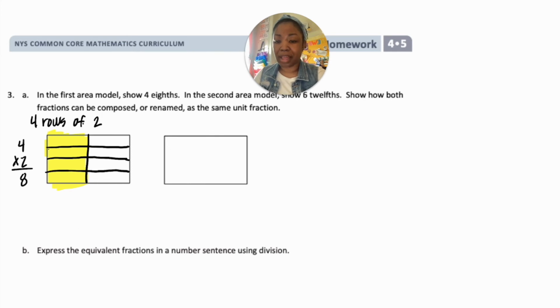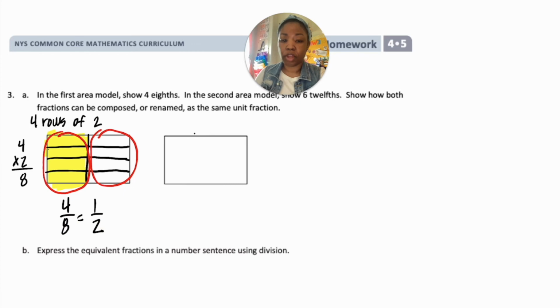I'm noticing that this is also 2 groups of 4, right? I can compose that. One group is shaded, so that means 4/8 equals 1/2. For the next one, we have 6/12. So I'm going to make 6 rows. I'm going to think, what times 6 equals 12? 2. 6 rows of 2, because 6 times 2 equals 12.